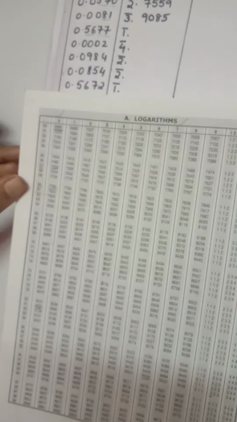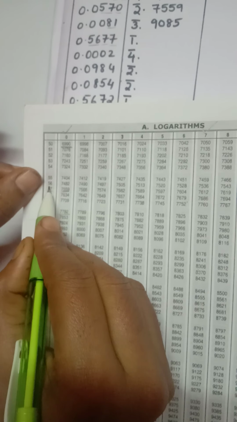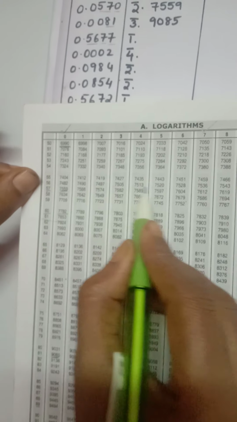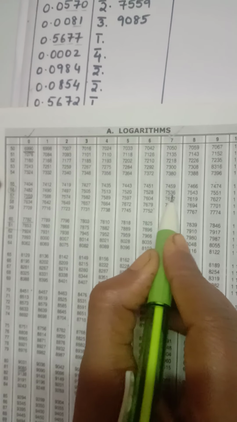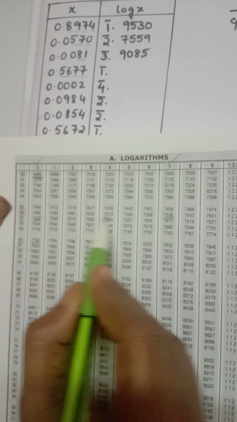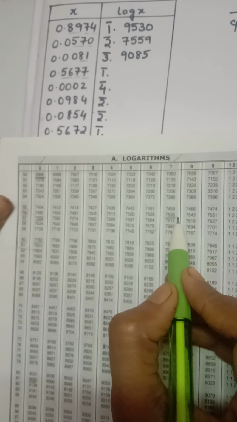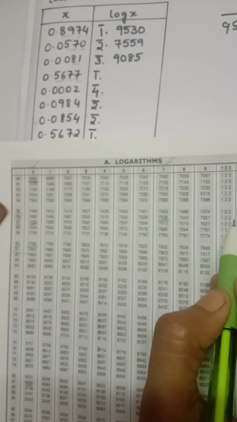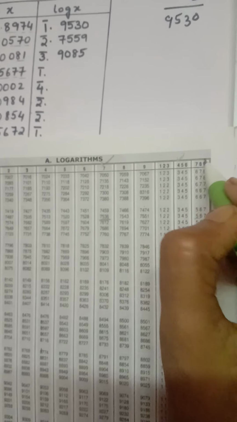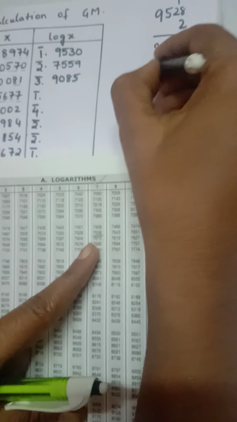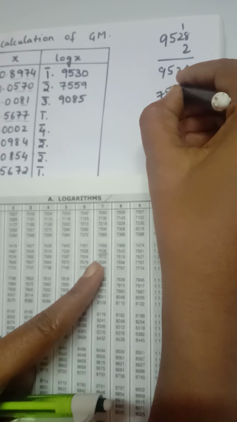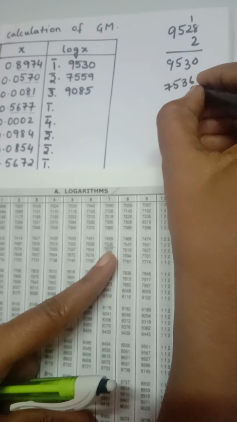56 at 7. 56 is here and 7 is here. So what is the number there? See, 7536 is your number. So we have 56 at 7, 7536, and the mean difference is 7 only. So in the same line you have to refer to the 7th column of mean difference. So 5 is the number. So 7536 is the number and the mean difference is 5.